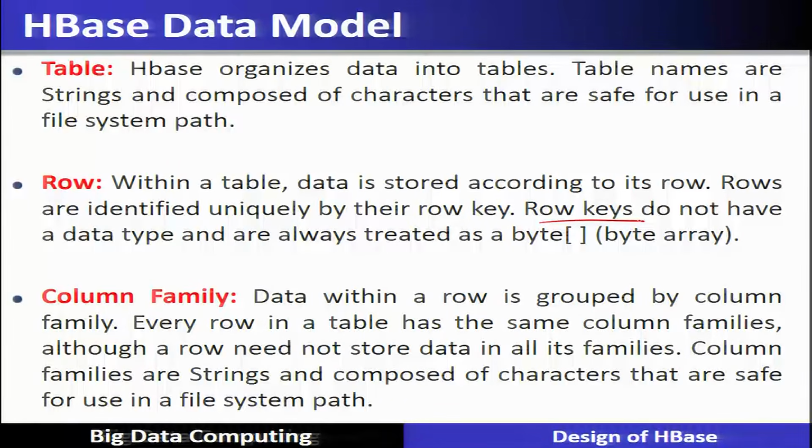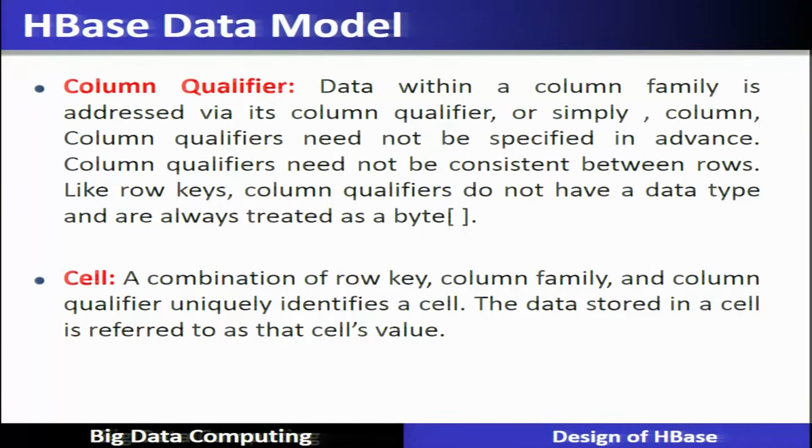Column family: the data within the row is grouped by the column family. Every row in the table has the same column families, although a row need not store data in all its families. Column families are strings composed of characters that are safe for use in the file system path.